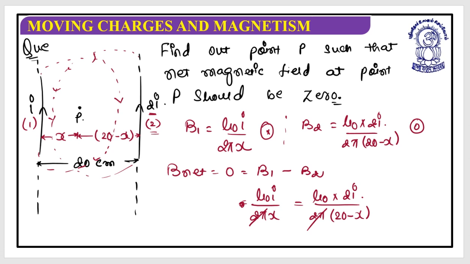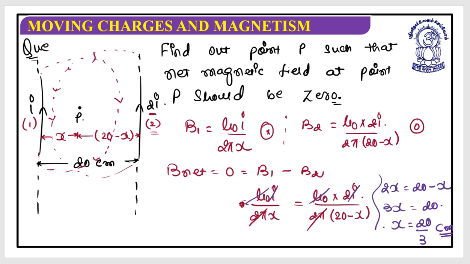So this 2 pi has gone. This mu naught has gone. This I has gone. So I have been left with 2x equals 20 minus x. So this is 3x equals 20, and this x equals 20 by 3 centimeter. Let me rewrite this. X is equal to 20 by 3 centimeter.